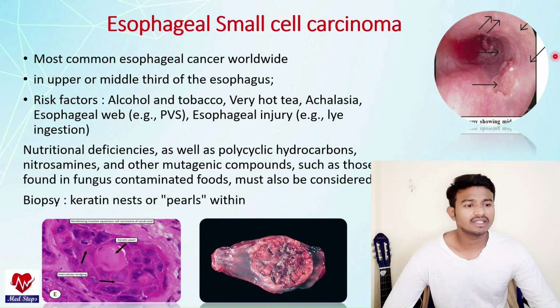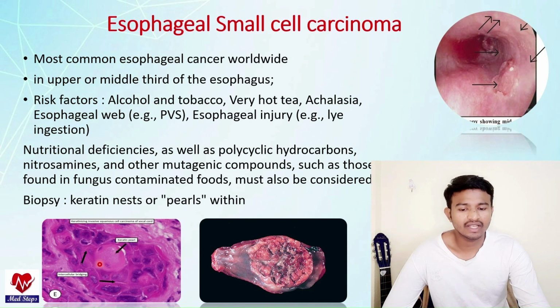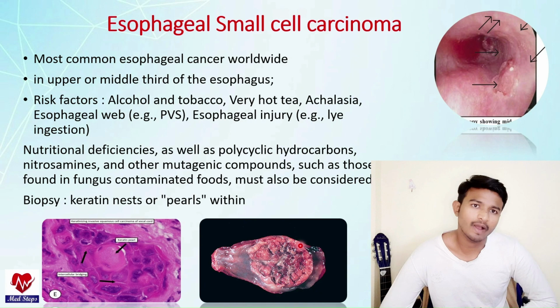If you see this image, this is the upper middle part of the esophagus. In that part, the small cell carcinoma formed and it's blocking that esophagus part. If I see the biopsy test, you can observe this type of histological structure. In this histological structure, you can see keratin nests pale within the tissue. Next, if you see the outer structure of the esophagus, you will get this type of structure in small cell carcinoma.